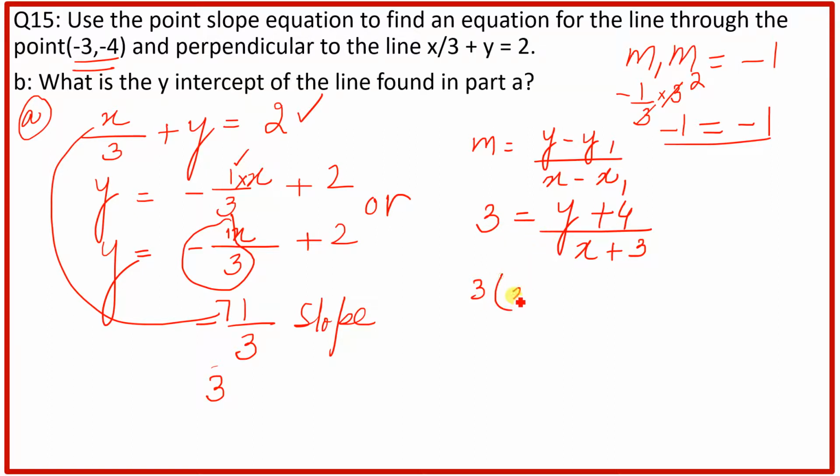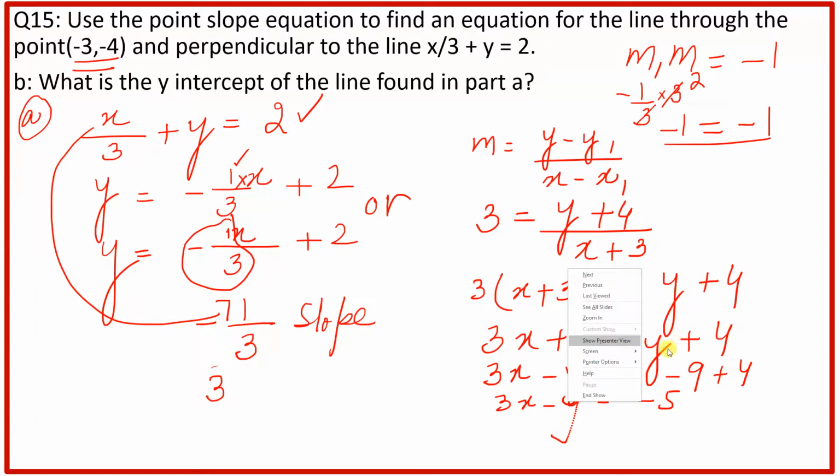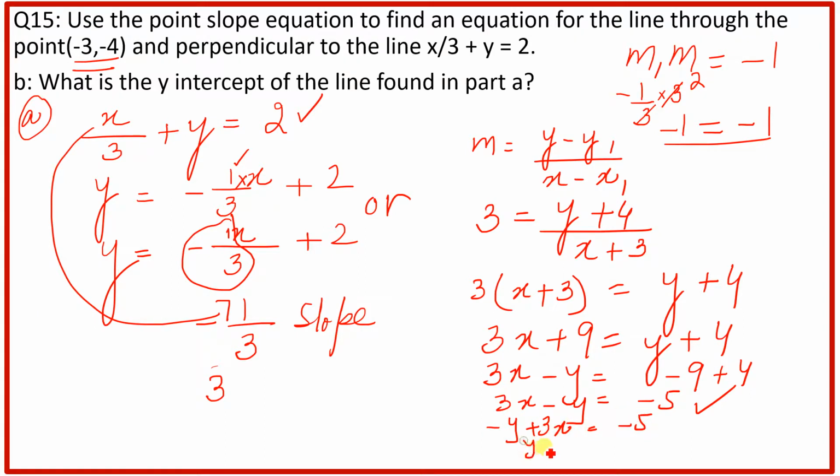So we will cross multiply it. 3x plus 3 equal to y plus 4. It will be 3x plus 9, which is equal to y plus 4. So 3x minus y equal to -9. If we take the transpose, it is equal to -5. You can also write y minus 3x, this is also right: minus y plus 3x is equal to -5, or y minus 3x is equal to 5. According to the book, you can write it like this. This is the answer: y minus 3x is equal to 5.